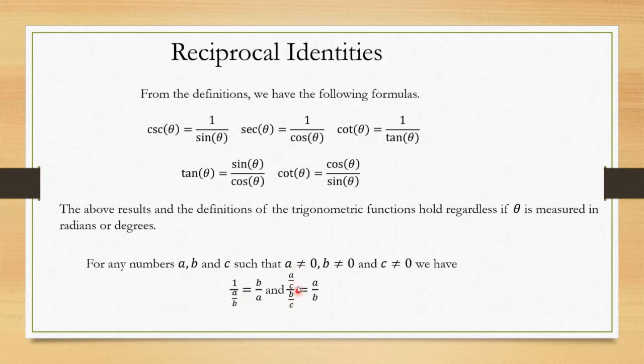And then this is just from dividing fractions. A over C divided by B over C turns out to be the same as A over B. So the denominator C goes bye-bye. It will be useful to know these. Again, A, B, and C here are non-zero, which makes sense, since you never divide by 0.